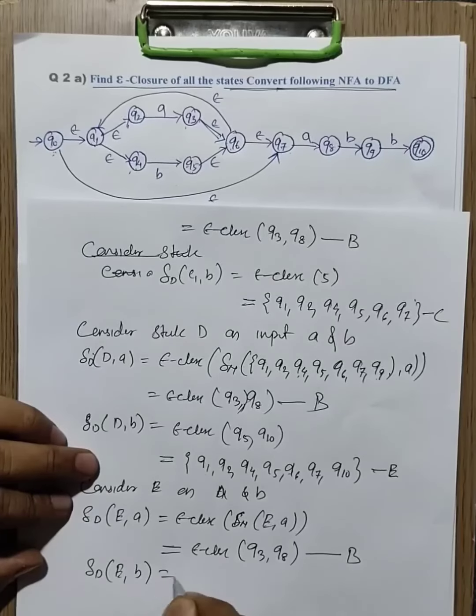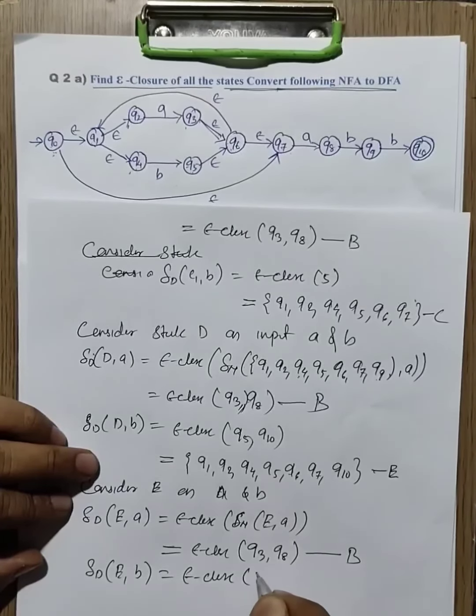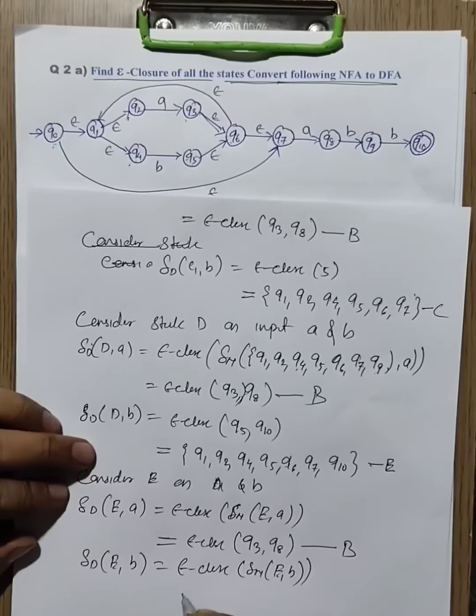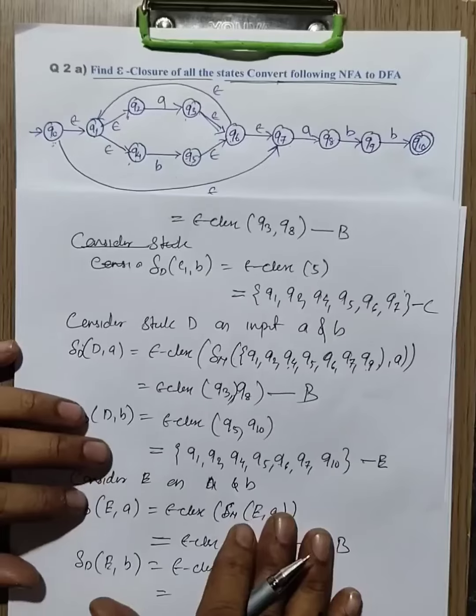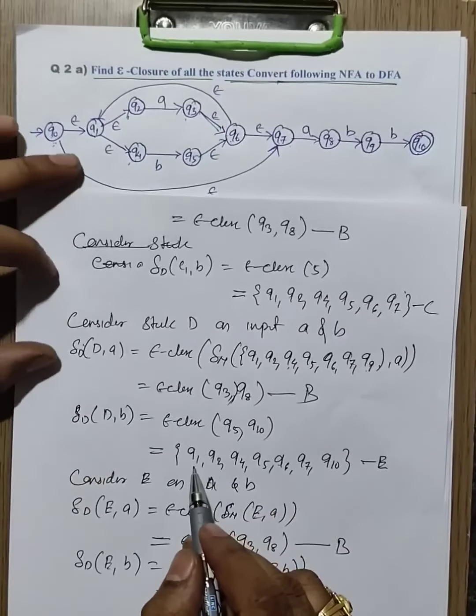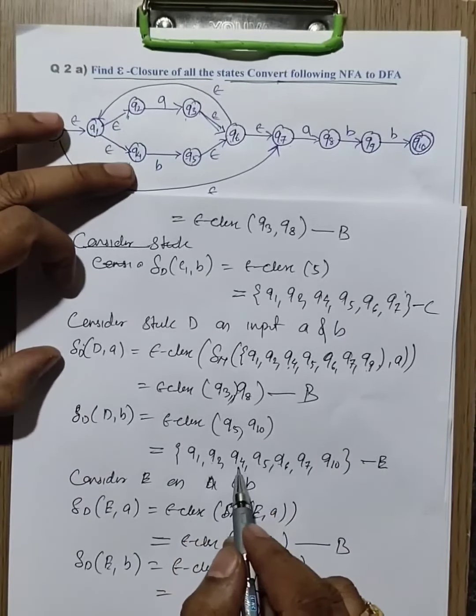E on B. 1 on B, 2 on B, 4 on B is there, 5.